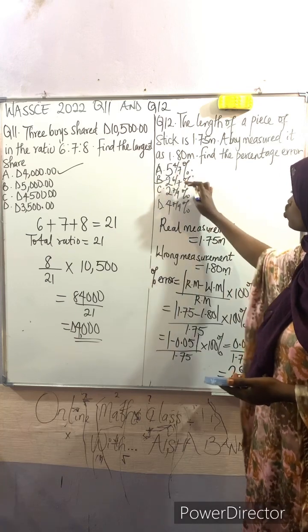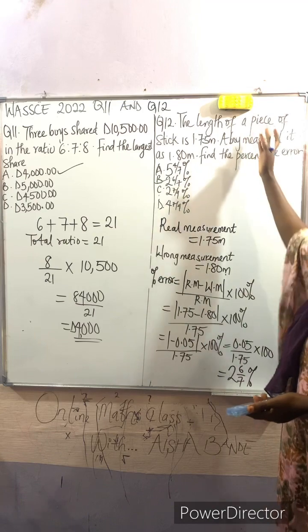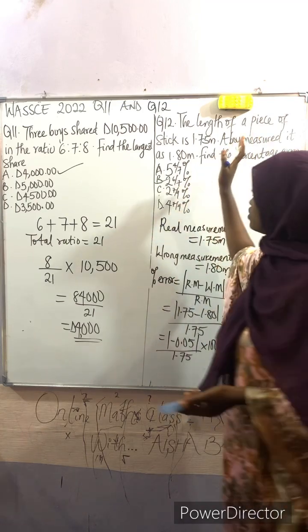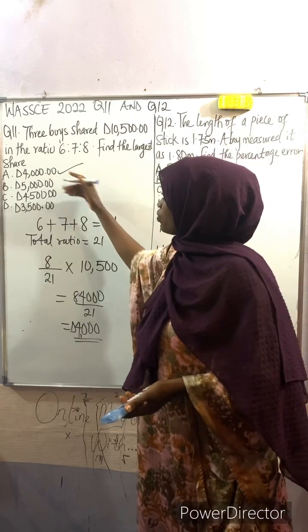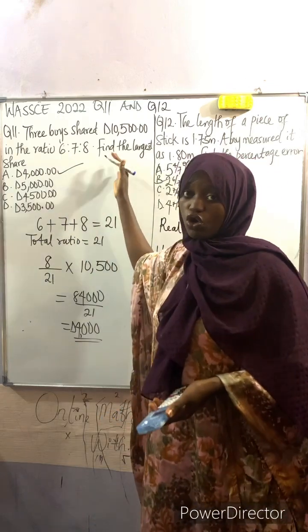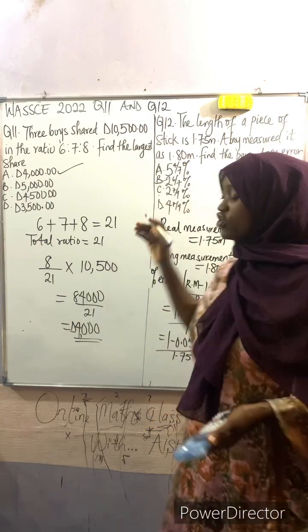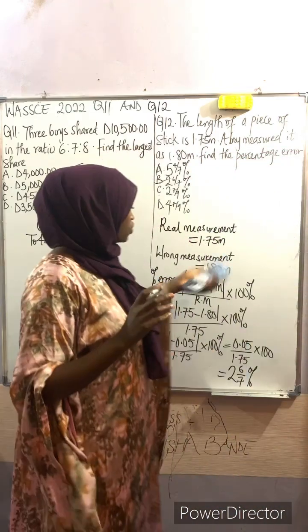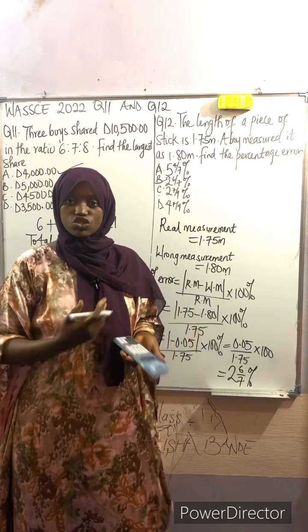2 whole number 6 over 7% is the percentage error made by the boy in calculating the length of the stick. So viewers, as you can see, the first question here, which is question 11, is under a topic called ratio, while the second question, question 12, is a question under the topic called percentage error, and I hope you have learned something new today.